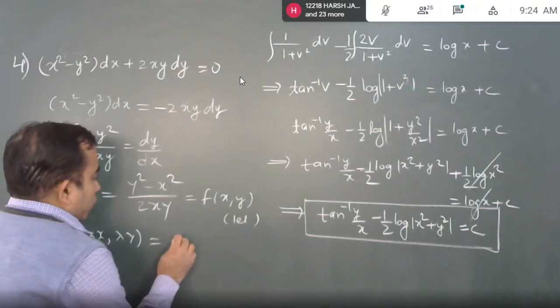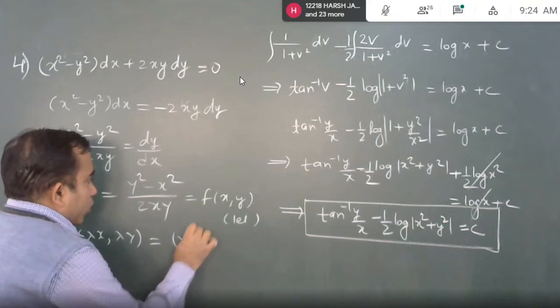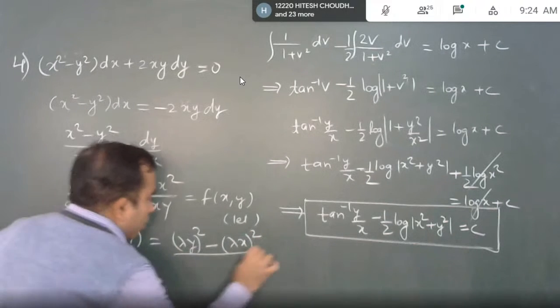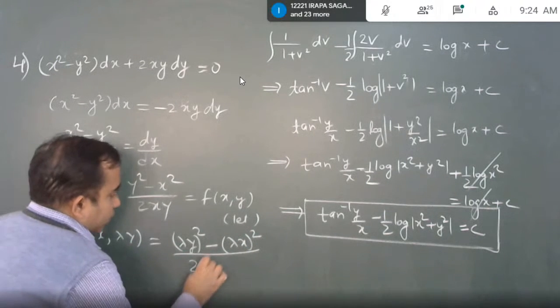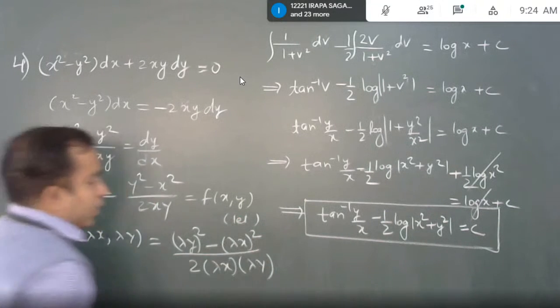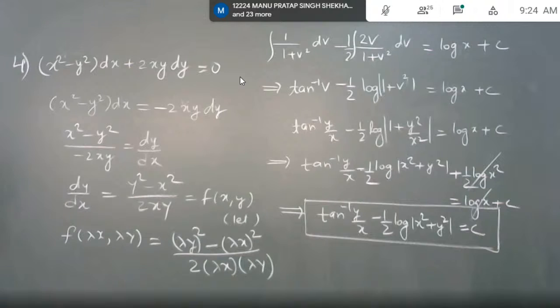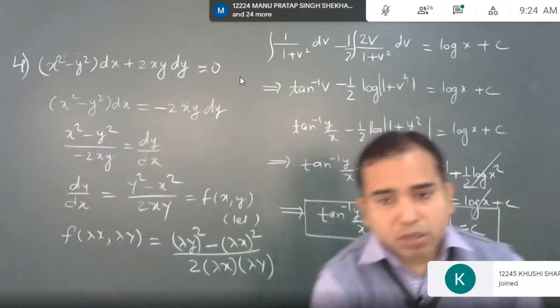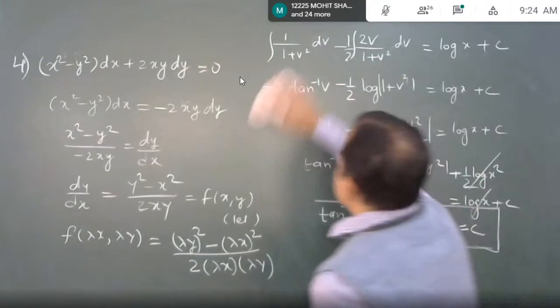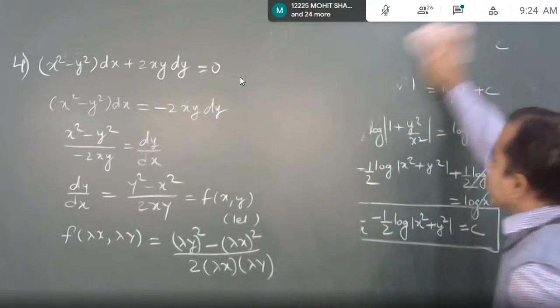So y I am going to replace with lambda y whole square as it is, x will be replaced with lambda x whole square as it is, whole upon 2 as it is, x in place of lambda x and y in place of lambda y. Now what to do? Now I have to simplify this and lambda should get completely detached. In other words, lambda should come common.